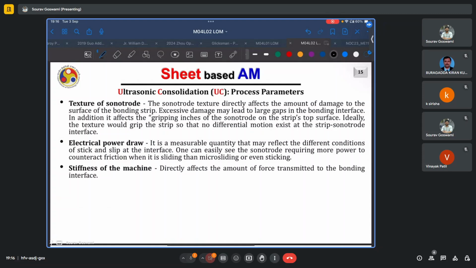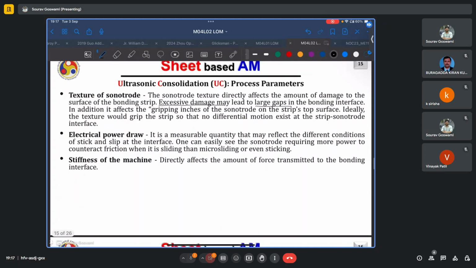The sonotrode texture directly affects the amount of damage to the surface of the bonding strip. Excessive damage may lead to large gaps. Also, it affects the gripping edges of the sonotrode strip's top surface. Ideally, the texture should grip the strip strongly enough so that there is no relative motion. However, the texture should not be detrimental to the build quality itself.